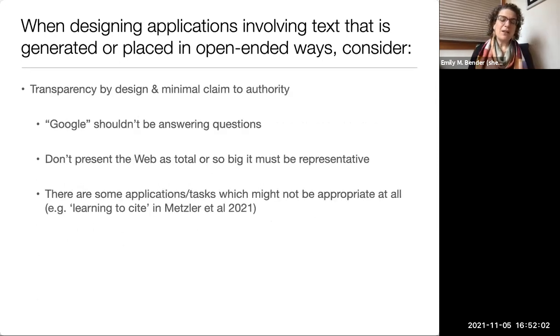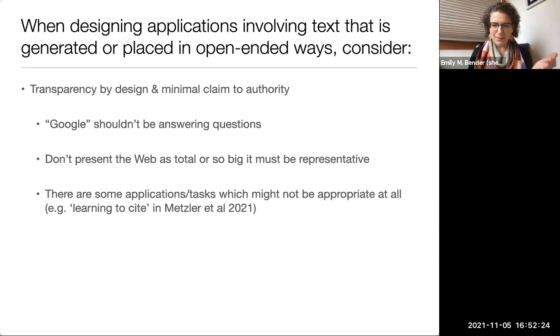More transparency involves minimizing claims to authority. I don't think Google should be answering questions. I don't think it actually has that authority, even though it's pretty good at claiming it. We also need to not present the web as total or so big that it must be representative of everything. And I think there's also some tasks that are probably never appropriate.